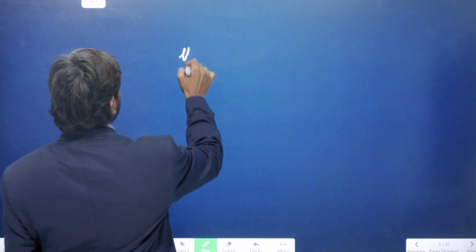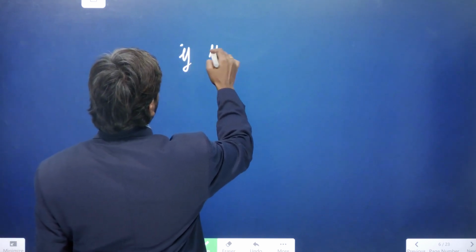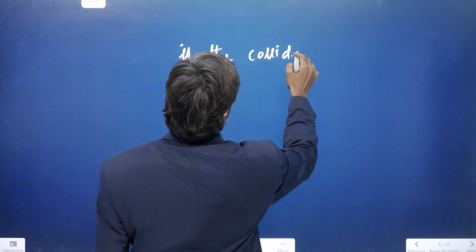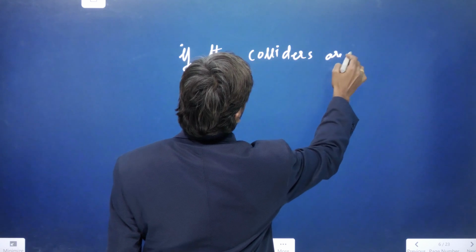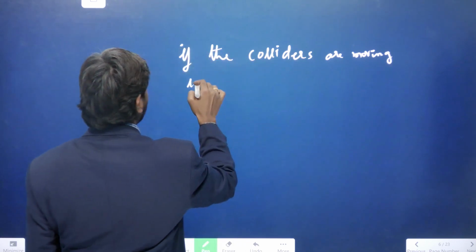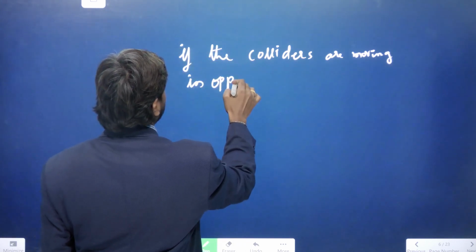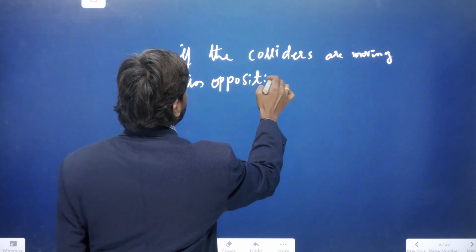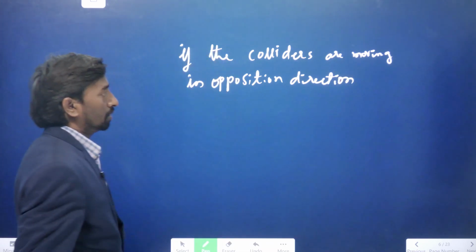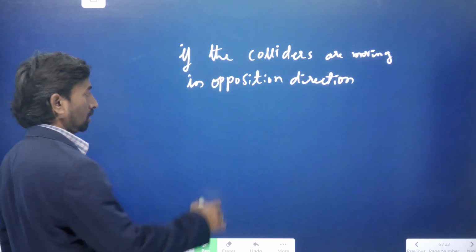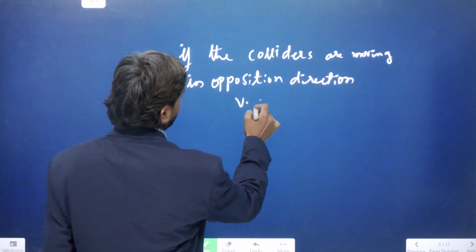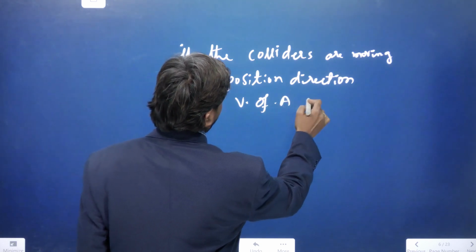So if the colliding bodies, the colliders, are moving in opposite direction, then for the coefficient of restitution, first we should see their velocity of approach. Velocity of approach we can add here.